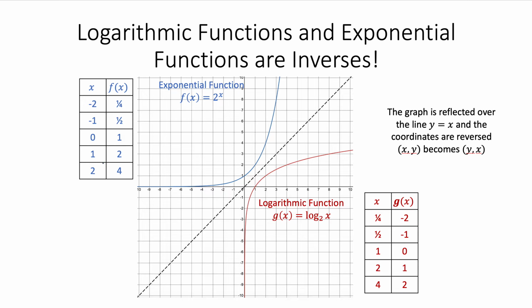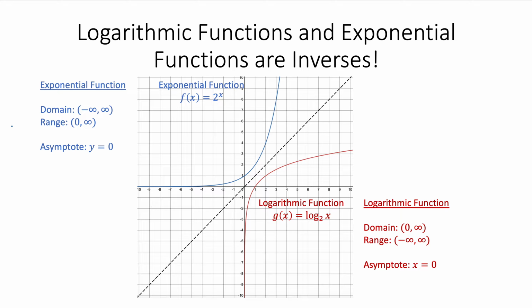Also notice that the coordinates in the table of values are reversed. The x values become the y values and the y values become the x values. Remember that these are both characteristics of inverse functions. Also, if we look at these graphs, notice that the domain of the exponential function is all real numbers. The range is all numbers from 0 to positive infinity, and it has a horizontal asymptote at y equals 0.